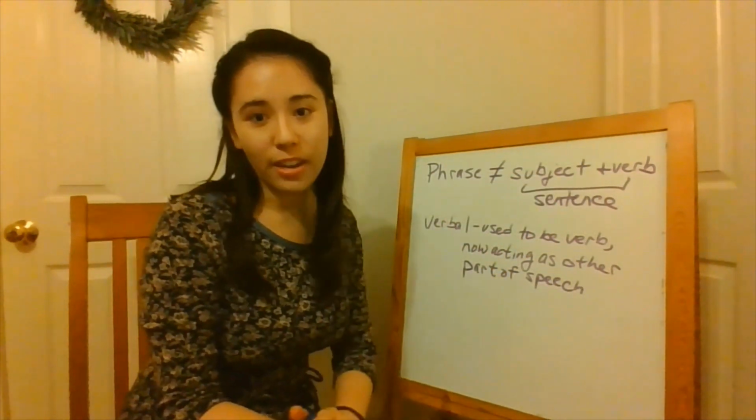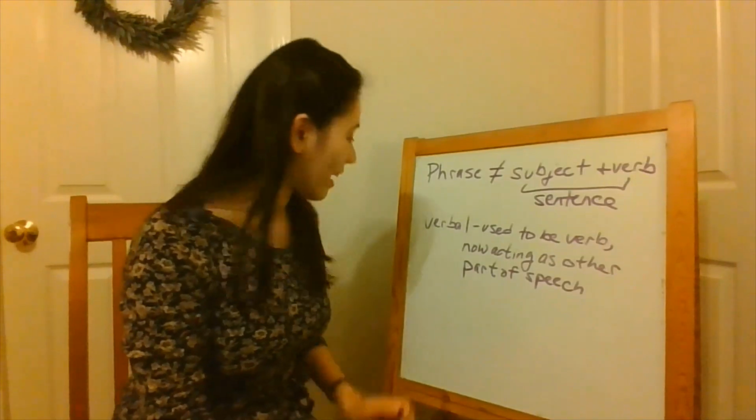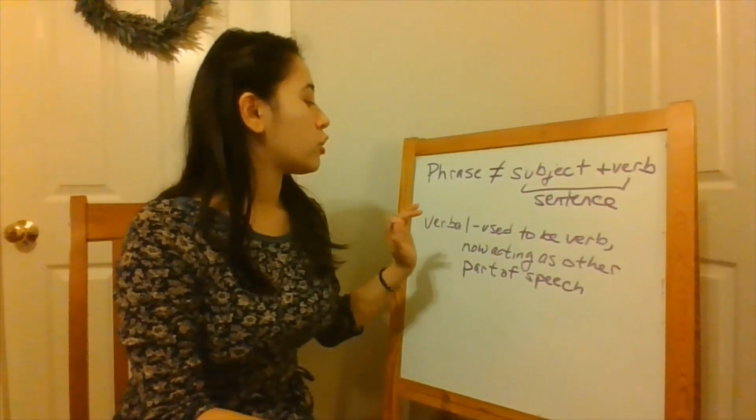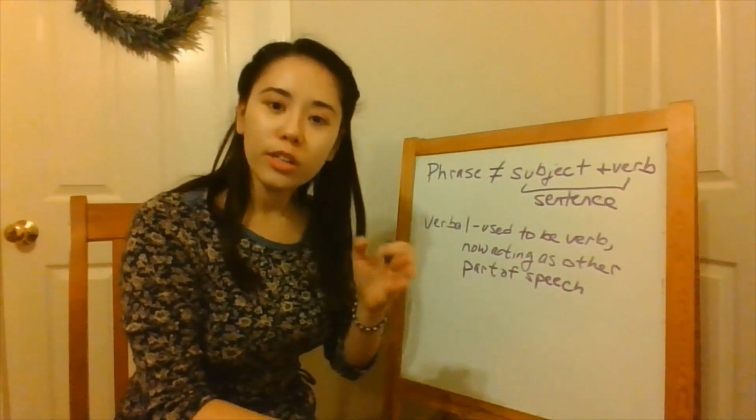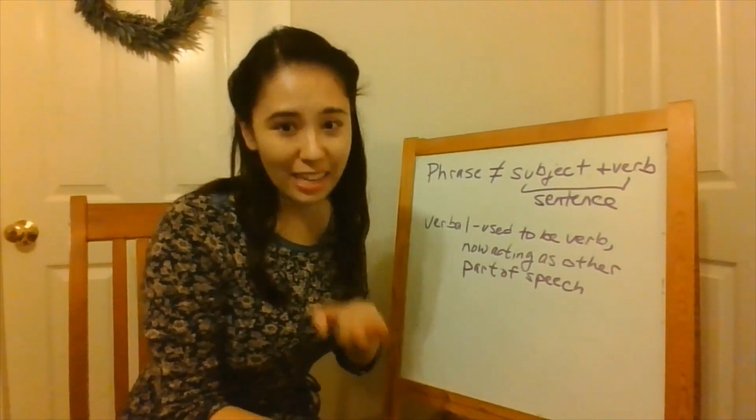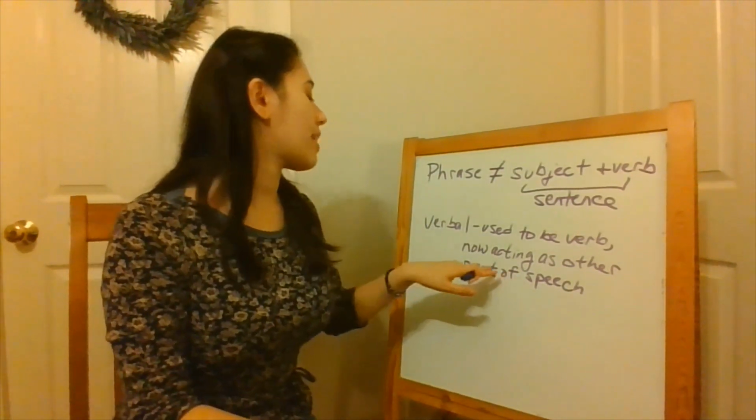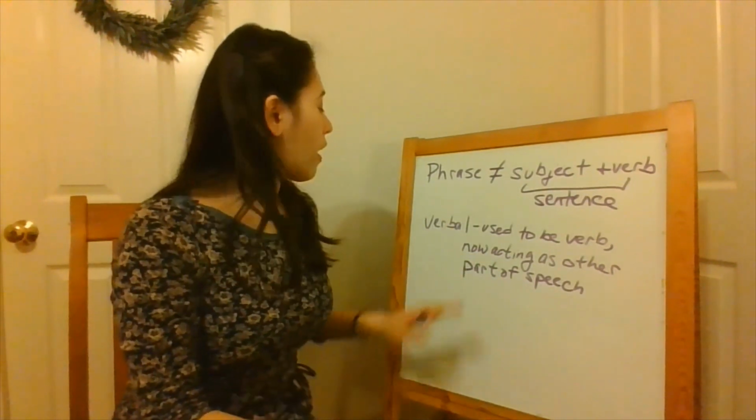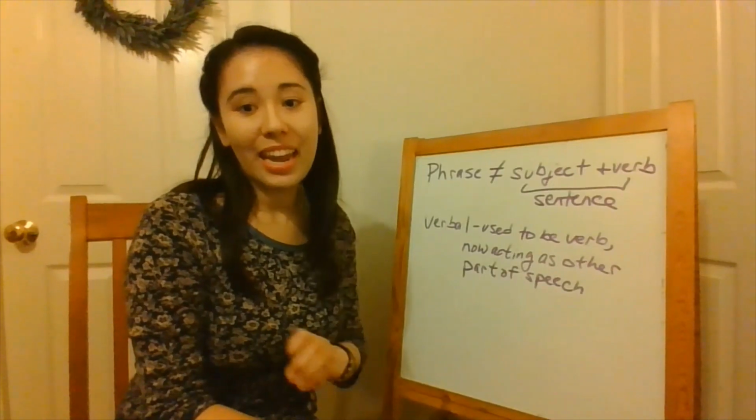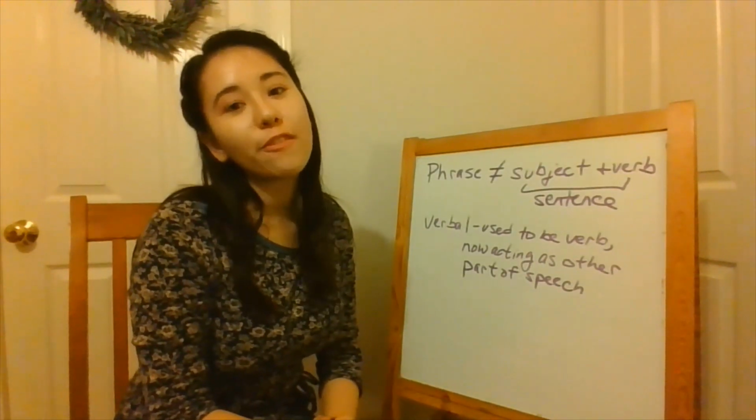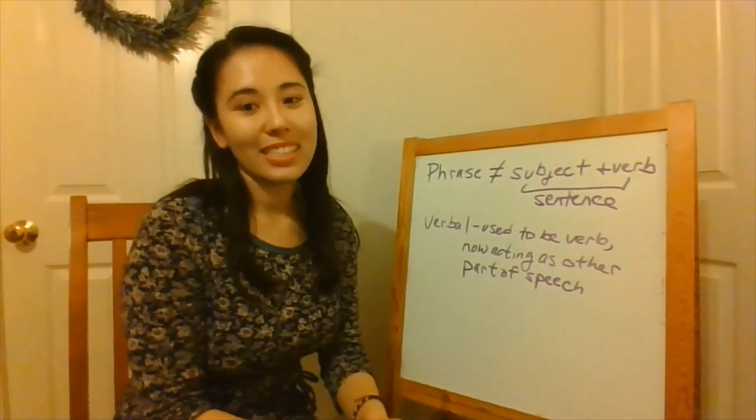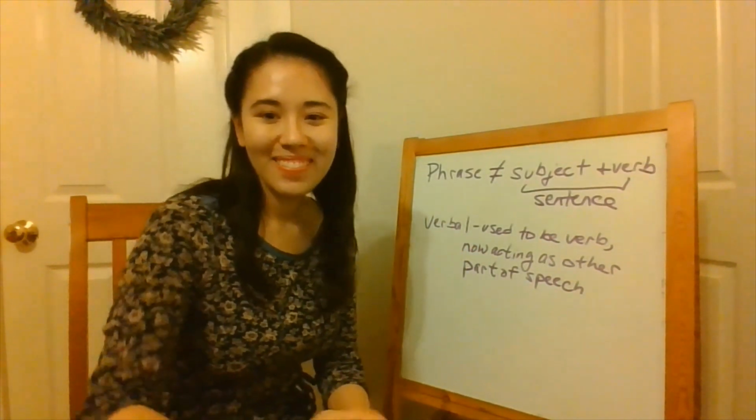Now, the particular kind of phrases that we'll be looking at today are verbals. Verbals used to be a verb, so they're words that we normally would recognize as verbs, but now they're acting as another part of speech. So a verbal may be acting as an adjective or an adverb or a noun. And we will be looking at examples of this later in our lesson.